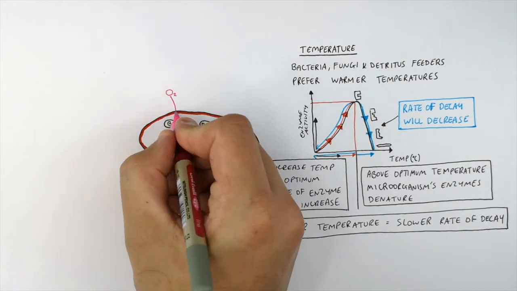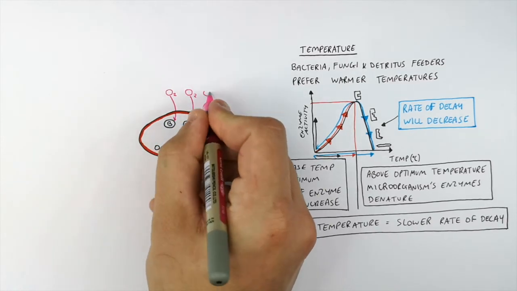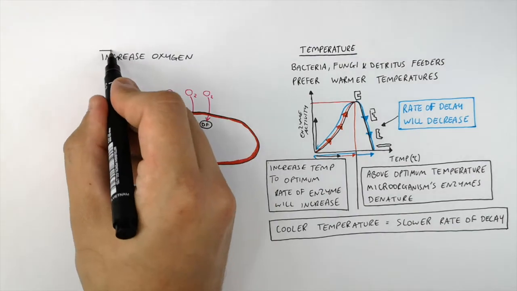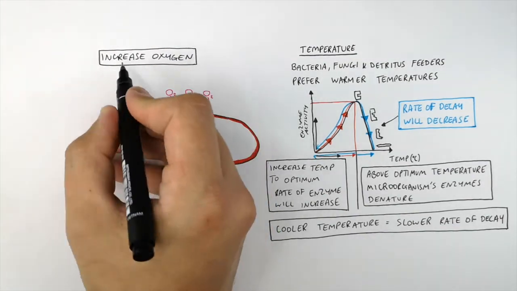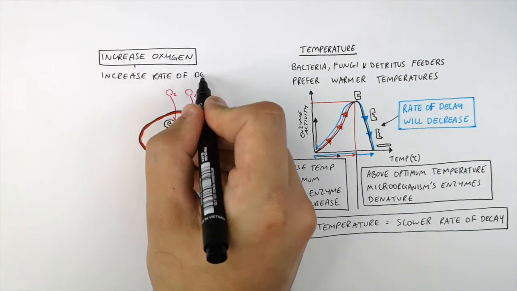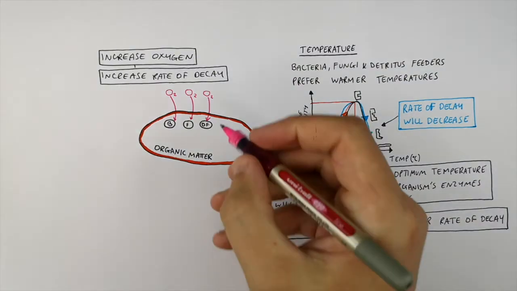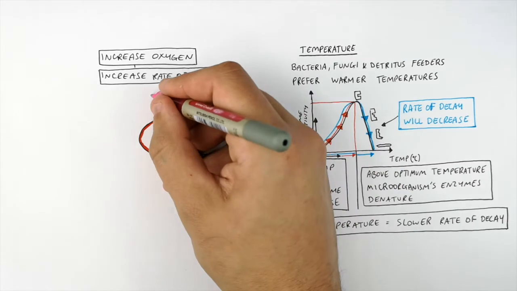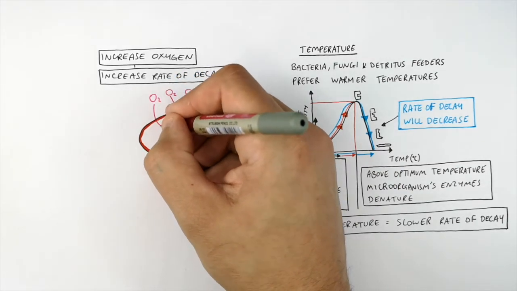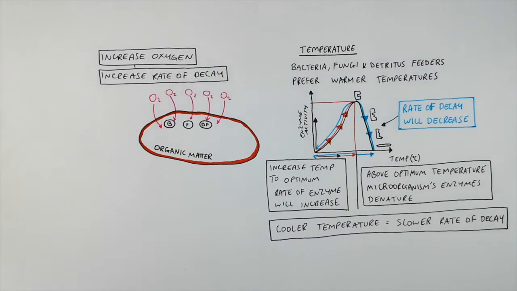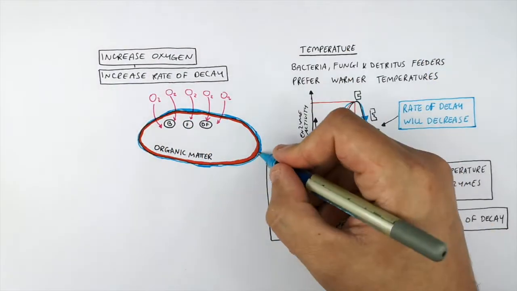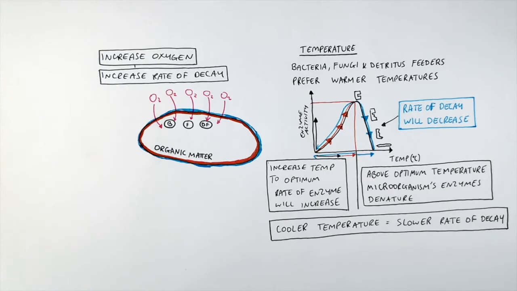Microorganisms are living organisms and they require oxygen for aerobic respiration. So if you increase the oxygen supplied to the microorganisms, you're going to increase the rate of decay. If you increase the volume of oxygen supplied to the detritus feeders, bacteria, and fungi, you're going to increase the rate of decay. Moisture is a really important aspect for decomposers to decay organic matter.